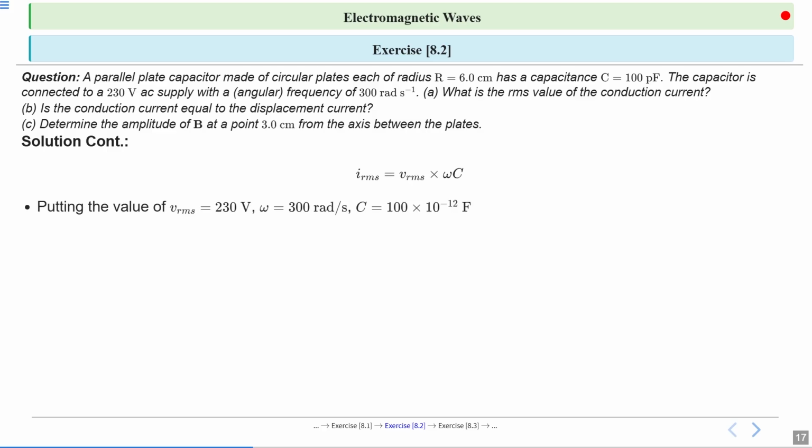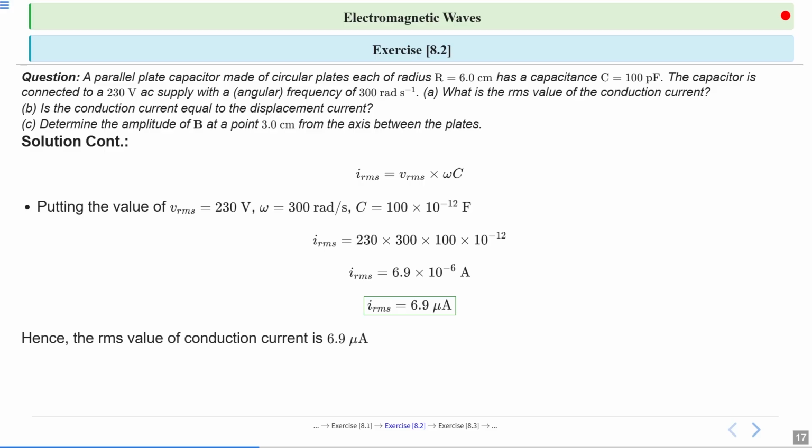So now put all the values. VRMS equal to 230 volt, omega equal to 300 radian per second, C equal to 100 into 10 to the power minus 12 farad. So IRMS will become 230 into 300 into 100 into 10 to the power minus 12. After solving, IRMS came out to be 6.9 into 10 to the power minus 6 ampere, or we can write 6.9 microampere. Hence the RMS value of conduction current, 6.9 microampere.